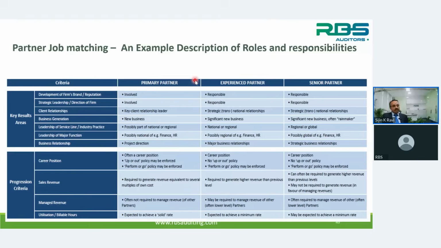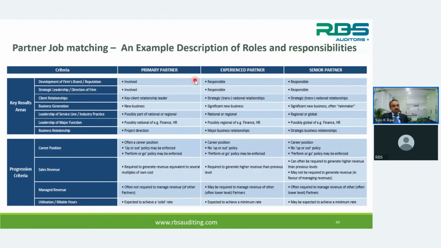At the next level, we have to see the partner job matching category. That means the description, for example, key results. If you take a primary partner, development of the firm and brand reputation is involved, and for experienced partners the role changes to being responsible, and the senior partner is also responsible. And for the strategic leadership and direction of the firm, the primary partner is just involved, the experienced partner is responsible, and the senior partner is responsible.